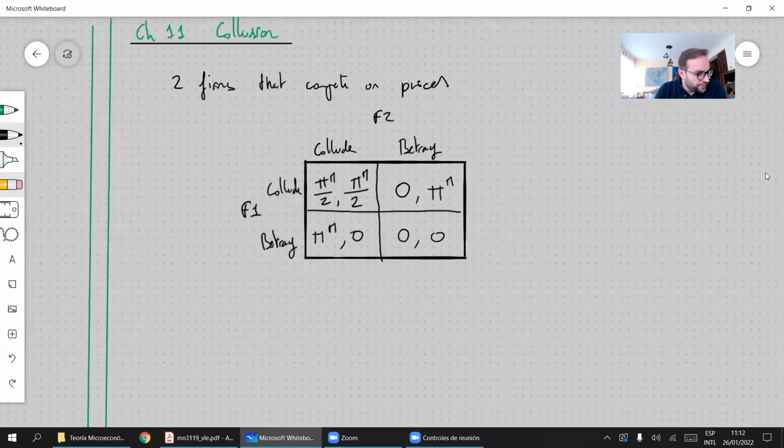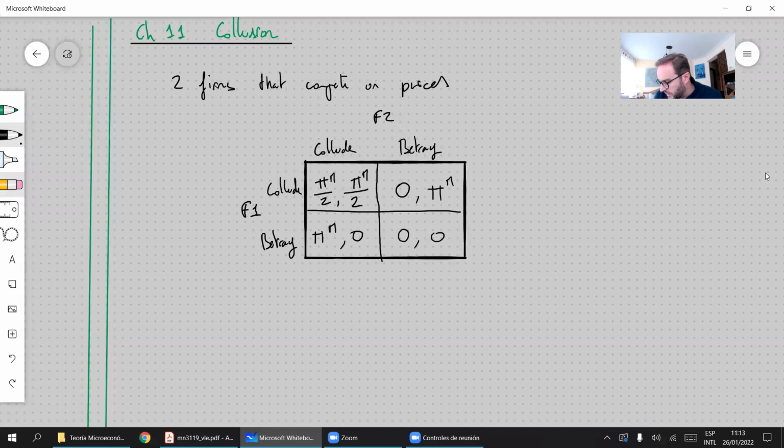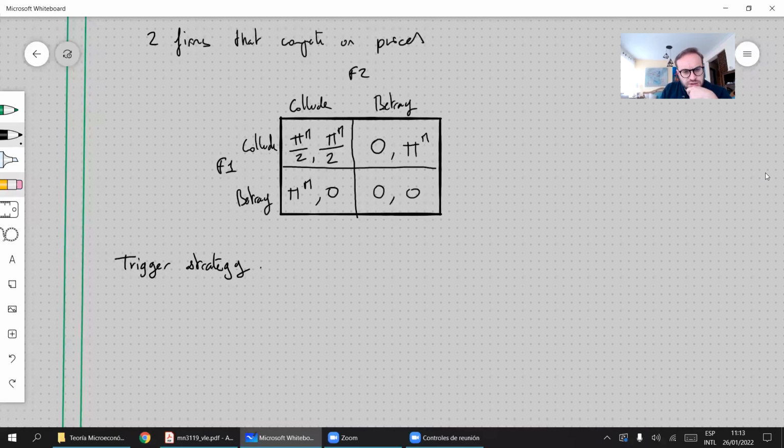Yes, it is. Great. So let's say the 2 firms enter into an agreement, they collude, and they say, okay, let's cooperate. If you betray me once, I will never collude with you. I will never cooperate with you anymore, right? So this is what is called the trigger strategy. La estrategia del gatillo.